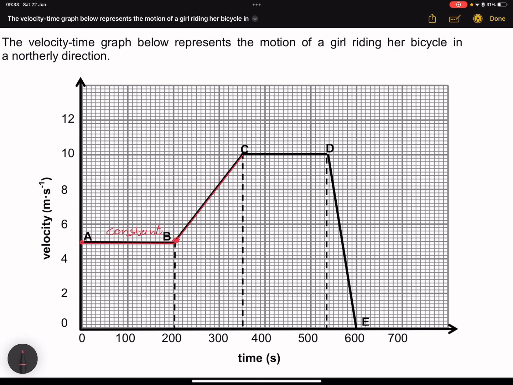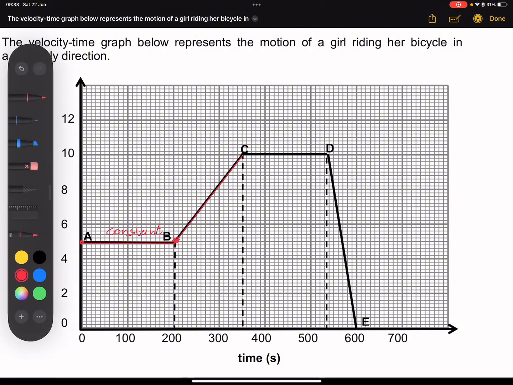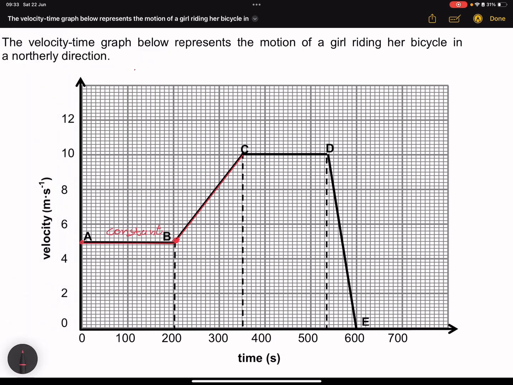And then what happens again between C and D? Let me just increase there a little bit. So between C and D, she is now at constant speed yet again. Her speed is constant and she is not changing. However, her speed or her velocity is much bigger than it was initially. So her velocity there, if we follow the trail, is at 10 meters per second.